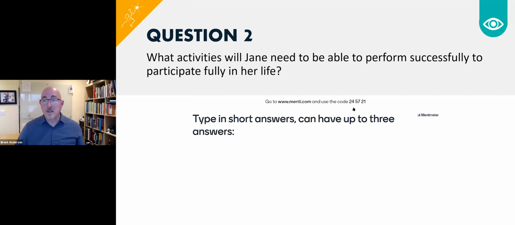So you're going to write, let's do 1 in this case so that we're not too overwhelmed with 150 people on. So what would be your activities that you would say that Jane needs to be able to perform successfully to participate in her quality of life? So I see squat, walk, lift, down and up off the floor, bending, okay.